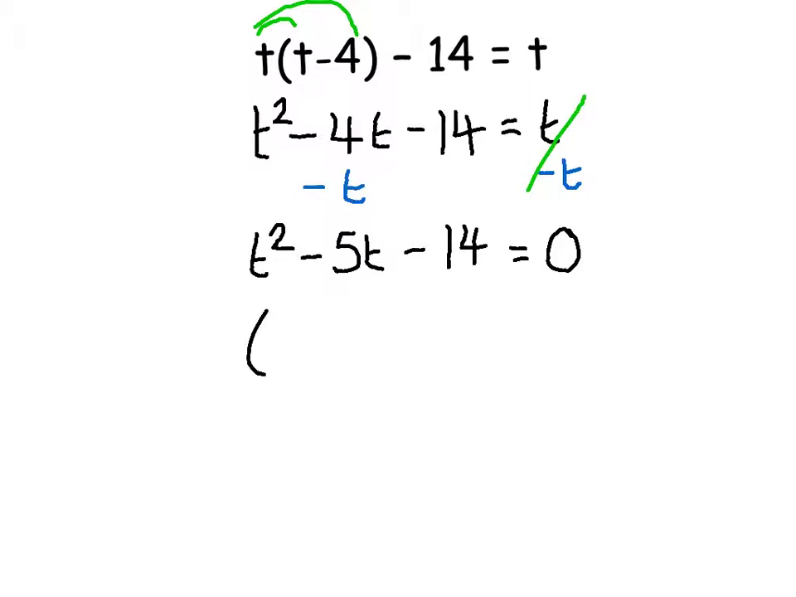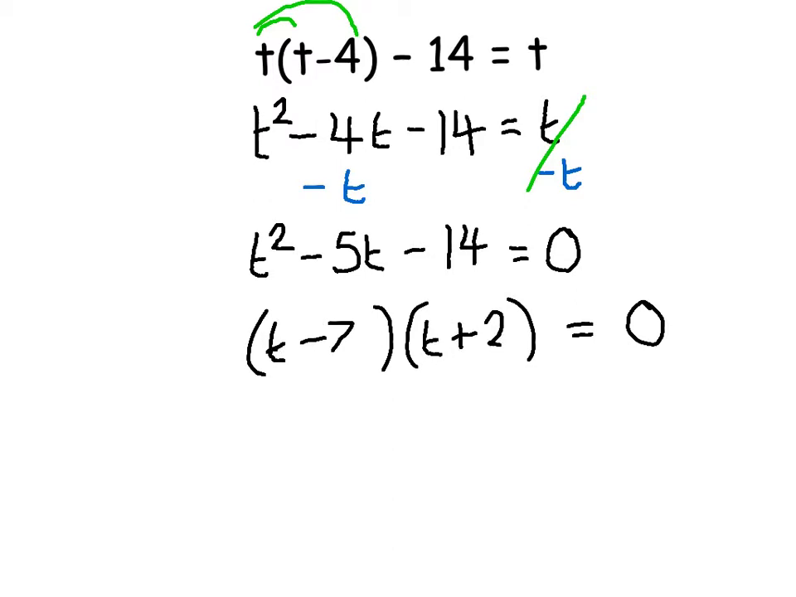So to factorise it, I get myself the brackets. Two numbers that multiply together to give me the -14, add together to give me the -5. That's going to be -7 and +2. So the solutions are either going to be when t equals 7 or t is -2.